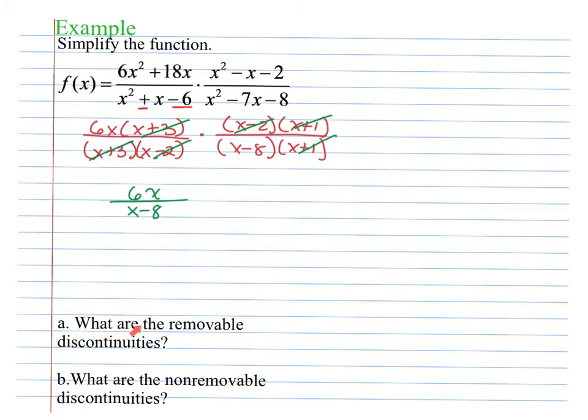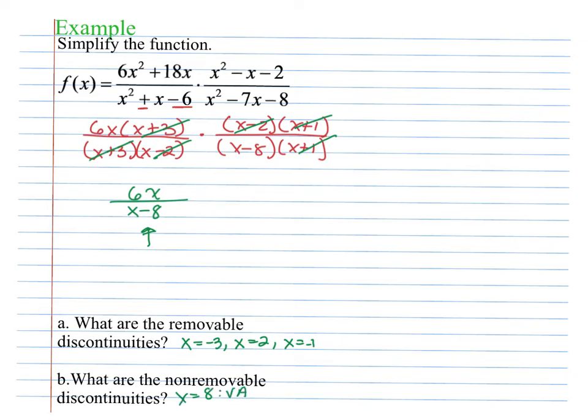For part A, what are my removable discontinuities? Since I canceled these, I have x equals -3 as a discontinuity. I canceled these two, so I'm going to have +2. And I canceled these, so I'm going to have -1. So my discontinuities are -3, +2, and -1. My non-removable one, if I'm looking at my denominator right there, would be x is equal to 8, which is my vertical asymptote, just FYI.